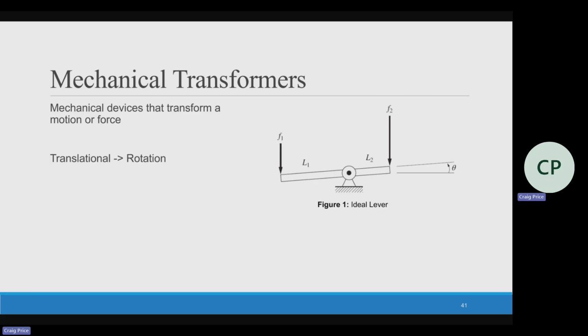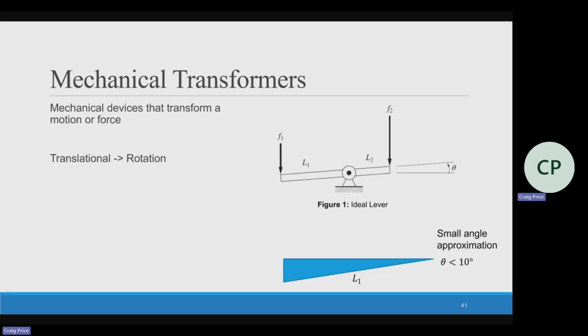We're going to transition to rotational problems, but before we do that, there are two major mechanical transformers that we want to look at. Optimus Prime and who's the other? Bumblebee. The first one we're going to look at is a lever. In some of your homework problems, you may have some kind of bar that connects two translational elements or two translational parts. This is really about translation to rotation.